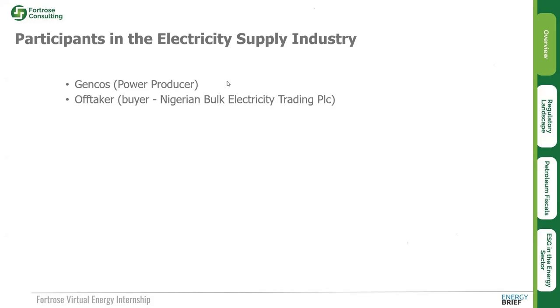Then we have off-takers too. An off-taker is basically the body that purchases power produced from the generation companies. The major off-taker right now in Nigeria is the Nigerian Bulk Electricity Trading PLC. It purchases power produced from generation companies and administers the electricity pool, meaning it buys power from the generation companies through power purchase agreements, of course, and then sells the power to distribution companies through vesting contracts. So it basically bridges the gap between generation companies and distribution companies.